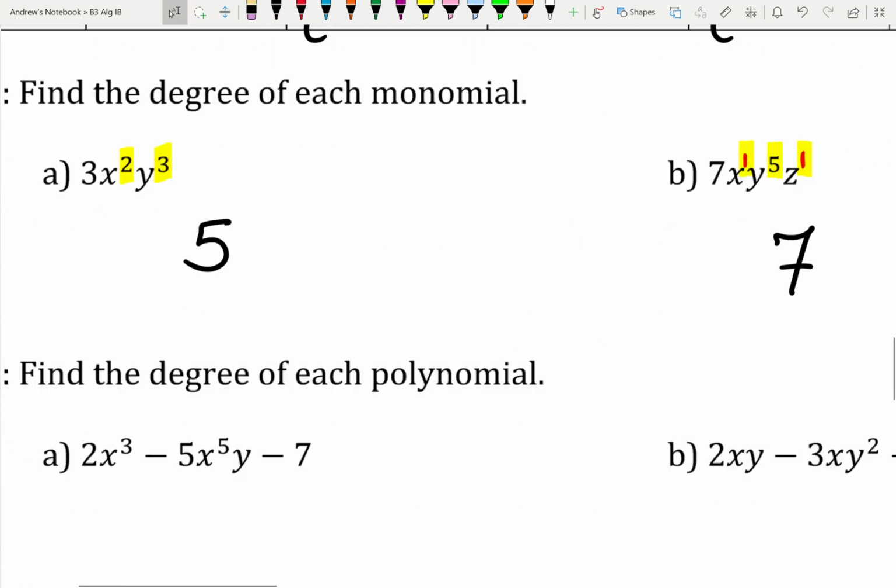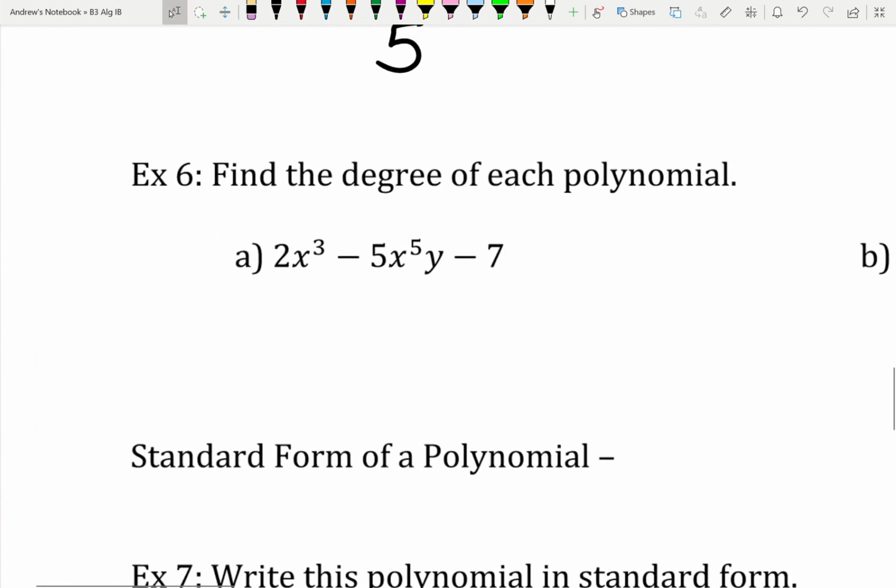For polynomials, again, these are the ones where it gets a little bit trickier. What we need to do is take a look at each term. So let's start with the first term here, 2x to the third. The only exponent it has is 3, so this has a degree of 3. This piece in the middle, negative 5x to the 5th y. Taking a look at the exponents of those variables, don't forget that y is a 1. Altogether, that has a degree of 6.